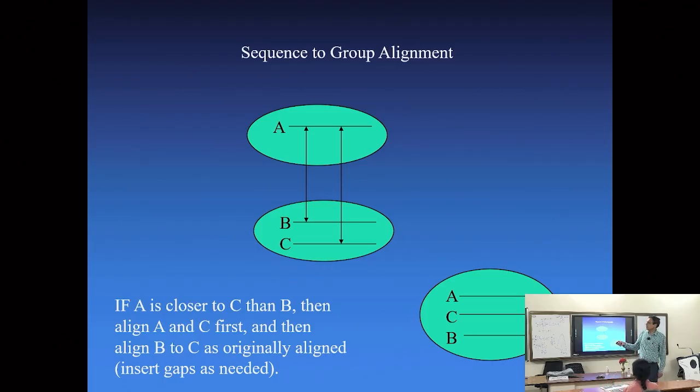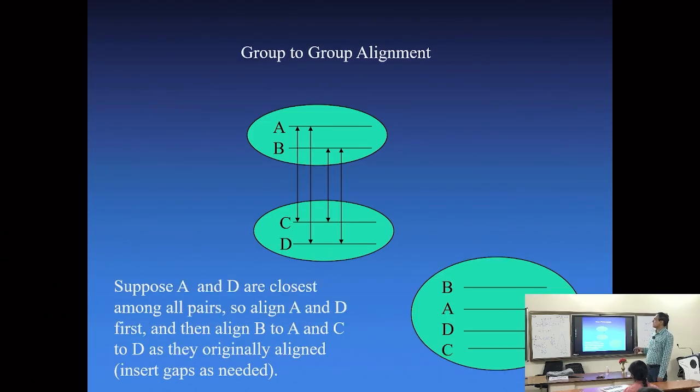Doesn't matter. Or it is also possible that A and B is closer to C and A and C, right? It may also happen. So in this example, A and C are closer than A and B. So then A and C are aligned, and then you bring B here, and you know how B is aligned to C.